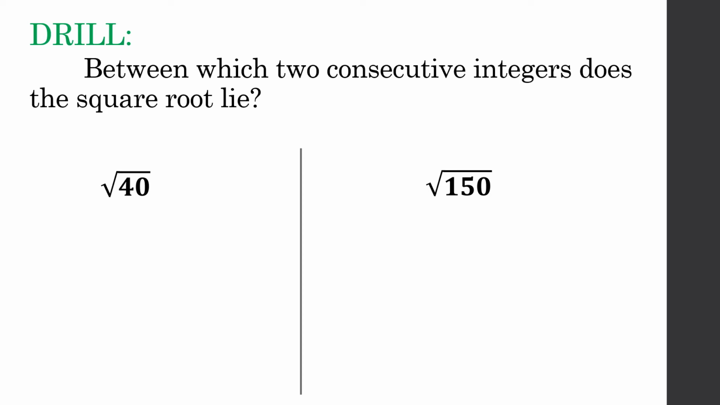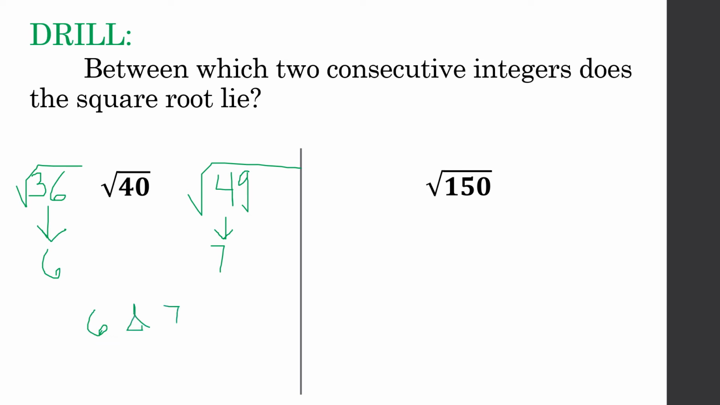Let us check. So again, let us identify two perfect squares. So that is 36 and 49. What is the square root of 36? It is 6. The square root of 49 is 7. So the answer is 6 and 7. Therefore, square root of 40 is a decimal number between 6 and 7.